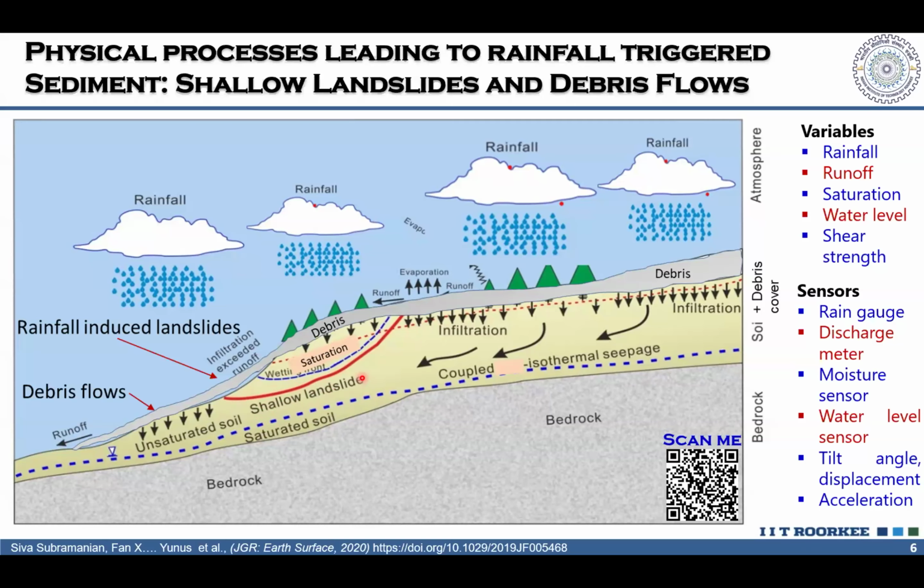And if we note down the variables that change with time in these physical processes, they are rainfall, that's the precipitation flux boundary condition. Then we do have runoff, infiltration exceeding runoff. Then we have saturation, the water level or pore water pressure, and then the shear strength. And these variables can be monitored with sensors of different types, such as rain gauges and so on.